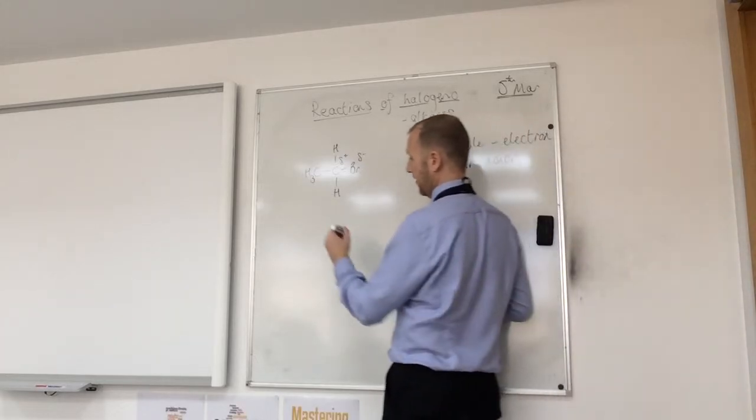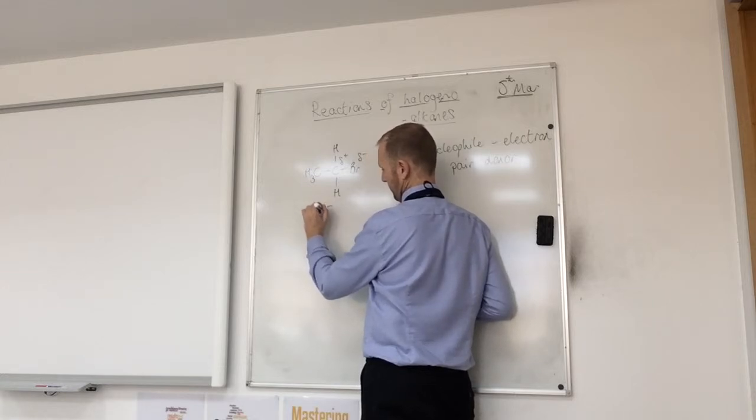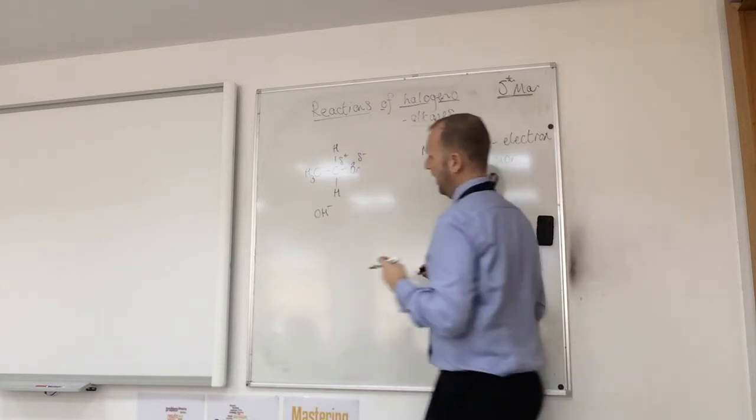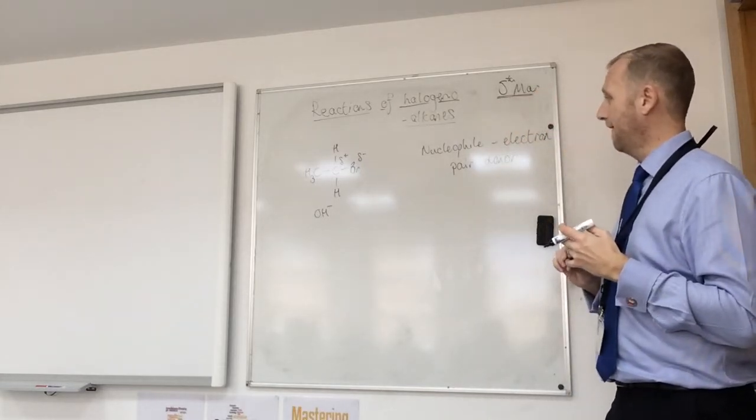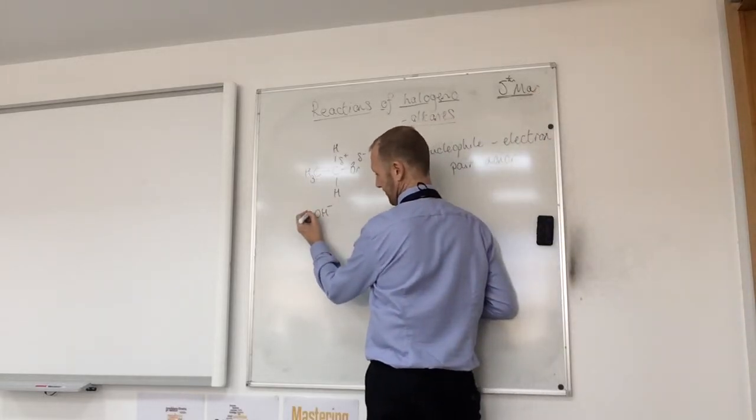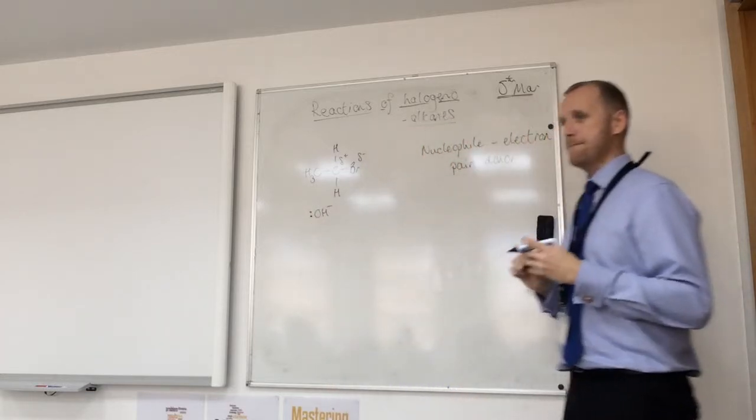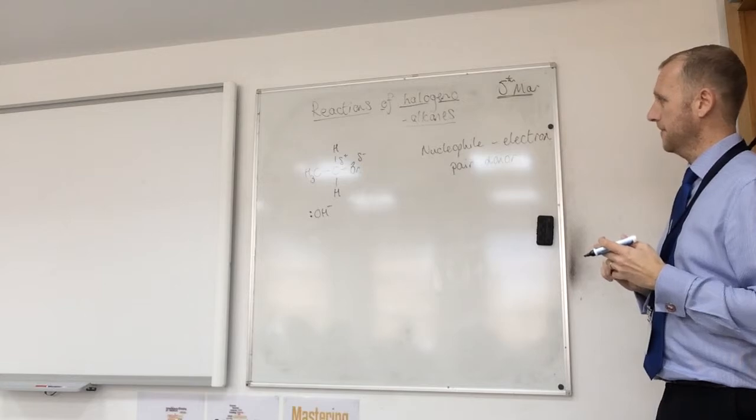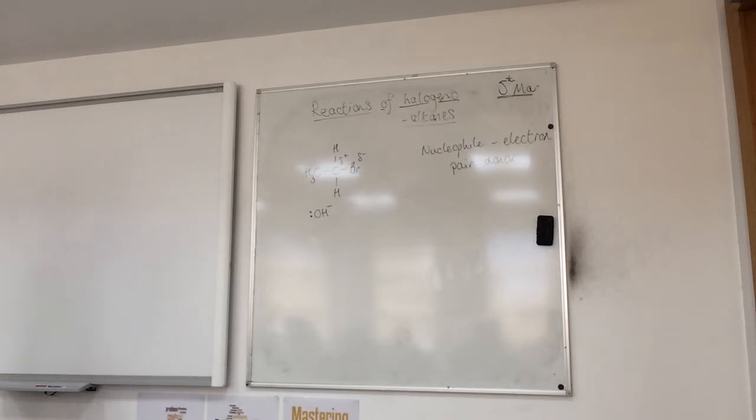So, I'll work through this one with you, then I'll try and get you to do one. OH minus is a nucleophile. It's got a lone pair of electrons on the oxygen that it can donate, so I'm going to put them there. It's actually really quite straightforward, this mechanism, or at least it is at first. We can do it almost in one step.